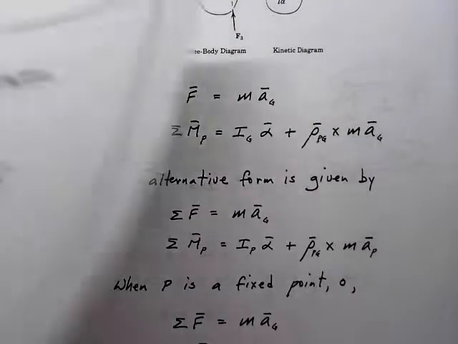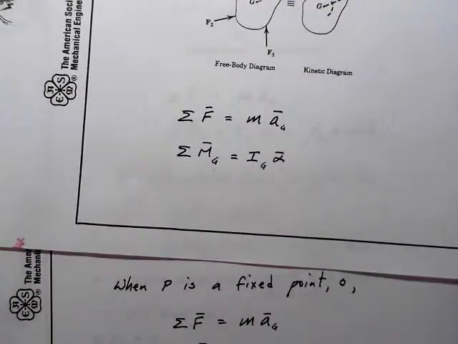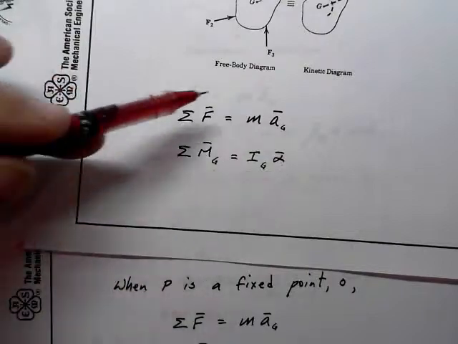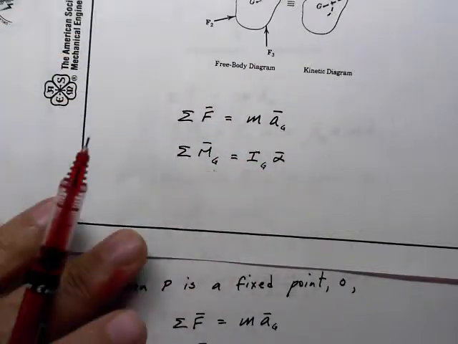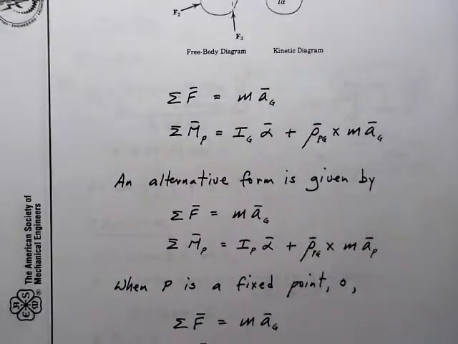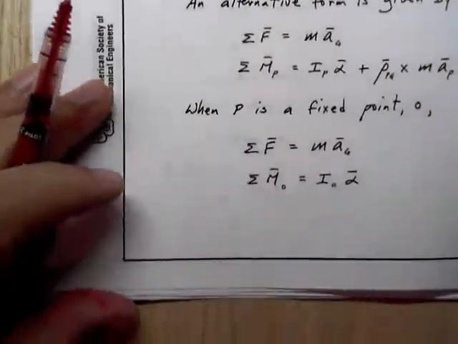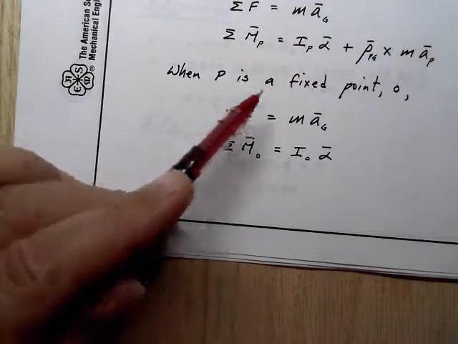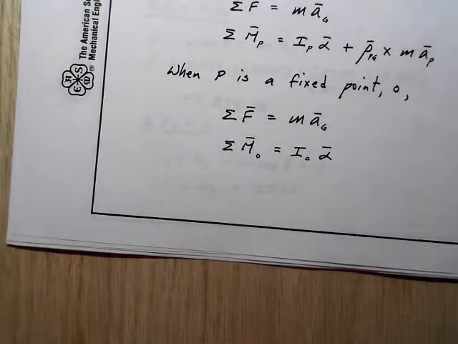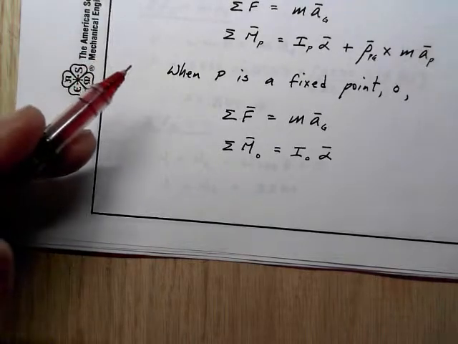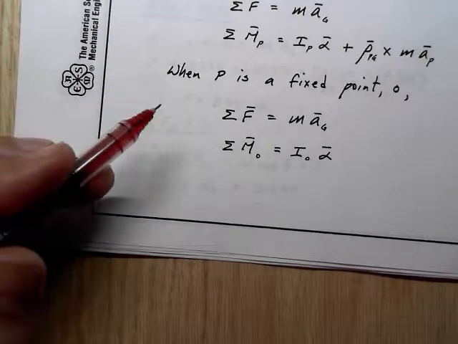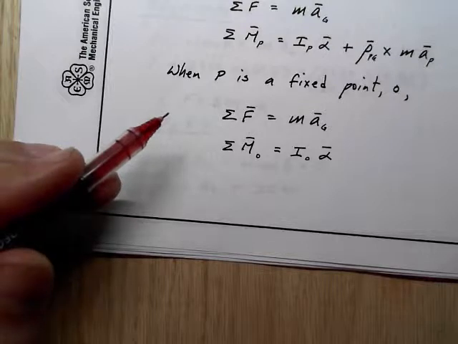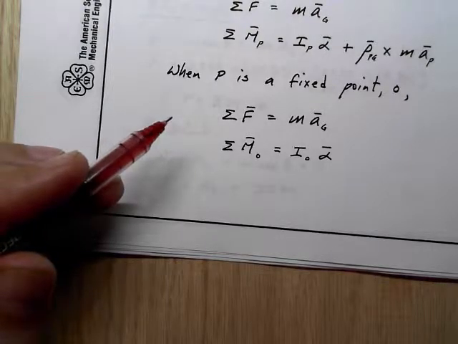Going back to the very first one, you can always use this, and you will get a correct answer. Sometimes using these others might be a touch faster. Now, when this point P that we've been referring to happens to be a fixed point called O, what do we mean by a fixed point? Meaning we are pivoting about a permanent center, or sometimes in the right geometries an instant center.